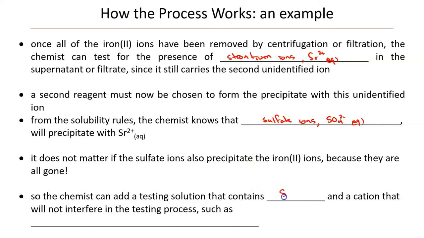interference. So I will go and get a testing solution that contains my sulfate ion and a cation. And again, I want a cation as part of my salt that will not interfere. So I'll choose a group 1. And this time maybe I'll pick potassium sulfate because again, potassium is a group 1 metal and we know that they're soluble with all compounds.